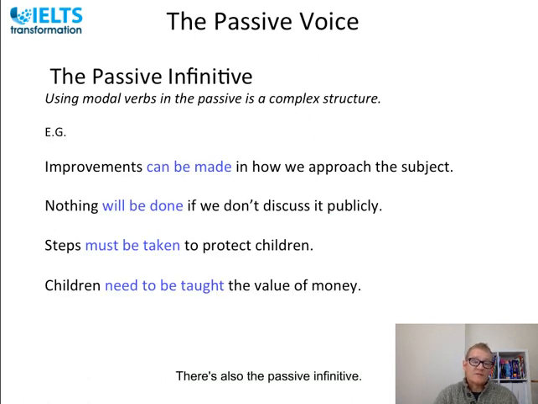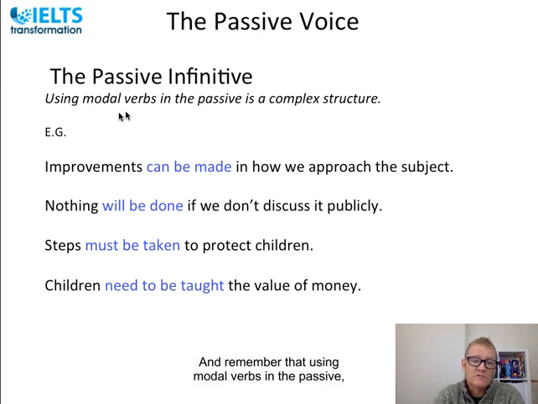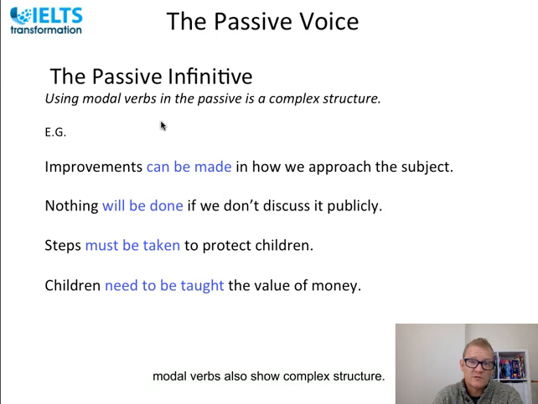There's also the passive infinitive. And remember that using modal verbs in the passive, modal verbs also show a complex structure. So in these sentences, you've kind of got two complex structures, or two parts of complex structures. You've got the modal verb and the passive, so double good, I think we could say.